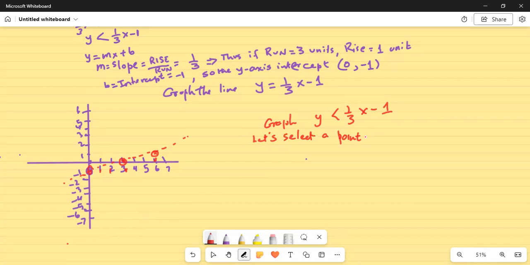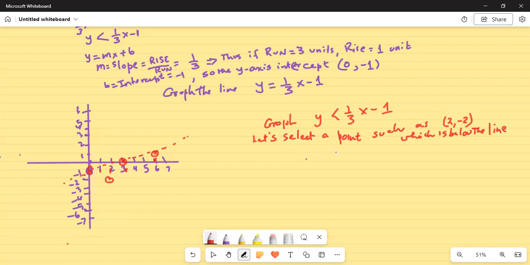Such as (2, -2), which is below the line. How do you know? So look at the point (2, -2). 2 and -2 is somewhere over here, which is below the line. Okay. And plug it in.